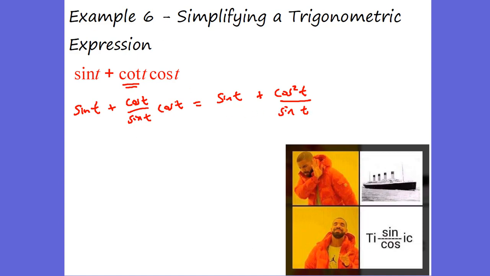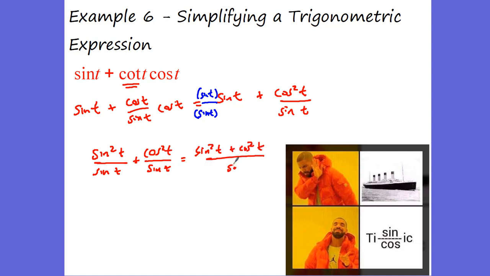Now I need to get some common denominators, don't I? Which means what do I need to multiply on the top and bottom over here? I need to multiply by sine of t over sine of t to get common denominators, which means I have sine of t times sine of t, that's sine squared of t over sine of t, plus cosine squared of t over sine of t. I now have common denominators, don't I? I really have sine squared of t plus cosine squared of t all over the common denominator of sine of t. Now let me ask you, what's sine squared plus cosine squared equal to? It's equal to 1. So 1 over sine of t. And what's 1 over sine of t equal to? It's cosecant of t. And that is, I simplified down to one simple expression right there.